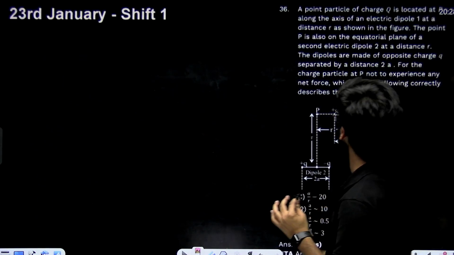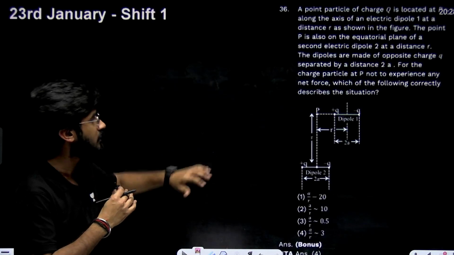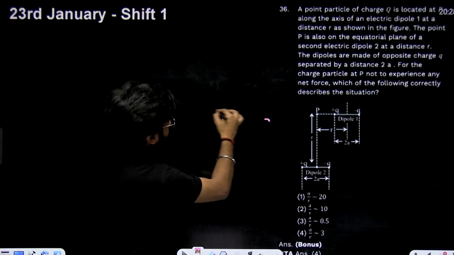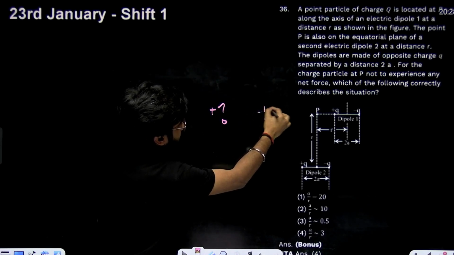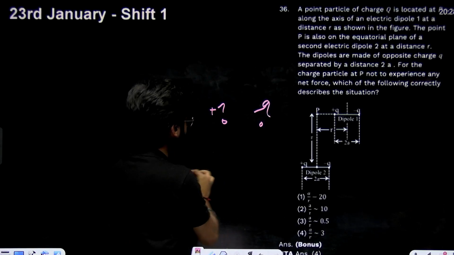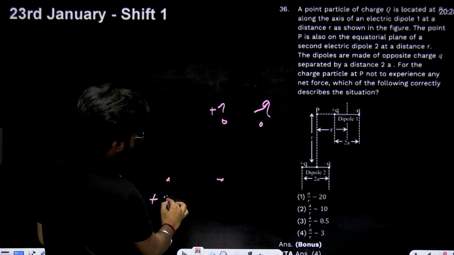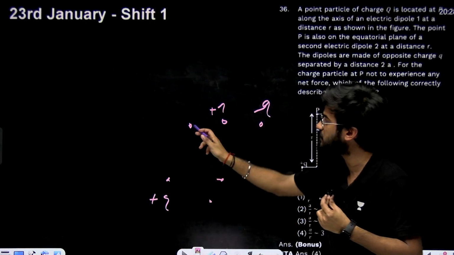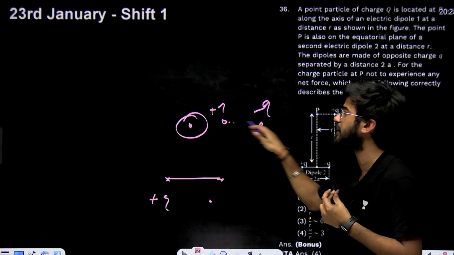The next question is from shift 1 and 23rd Jan. The question is saying that these are two dipoles. Let me tell you very clearly that this is plus q, this is minus q. This is plus q, this is minus q, this is minus q, and there is another dipole plus q and minus q. It is saying that a point here will experience no force. How can it experience no force if there are two dipoles like this?